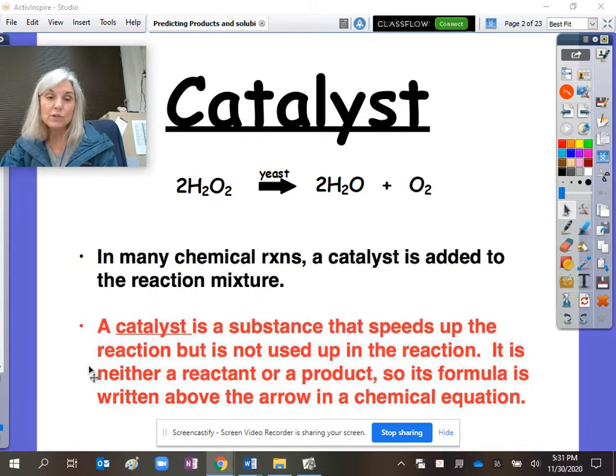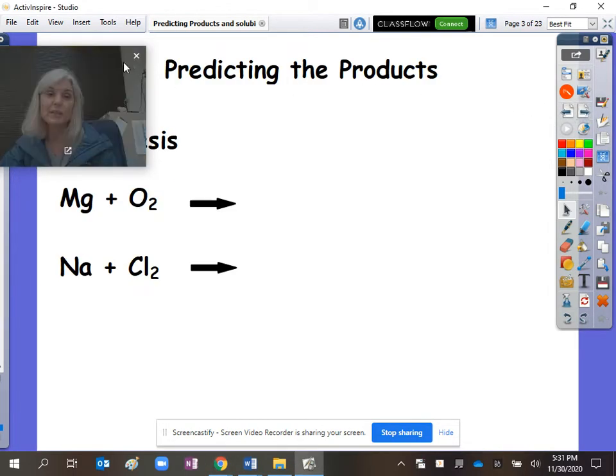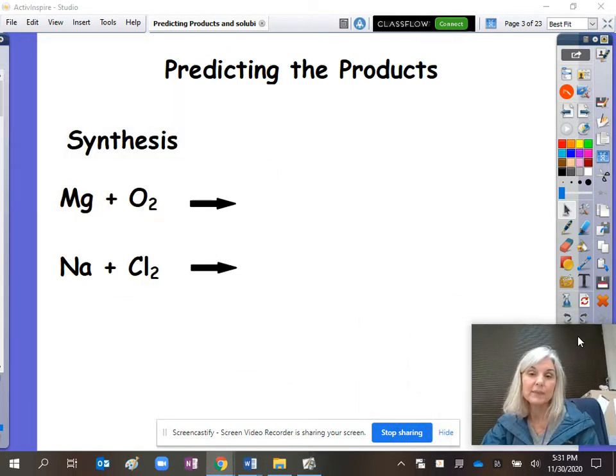So just note that a catalyst is a substance that will speed up a reaction, but is not used up in the reaction. So it's neither a reactant nor a product. And like I have it here, it's usually written above the arrow. So a catalyst is just there in case you need to speed up your reaction. All right, so moving on to predicting our products.